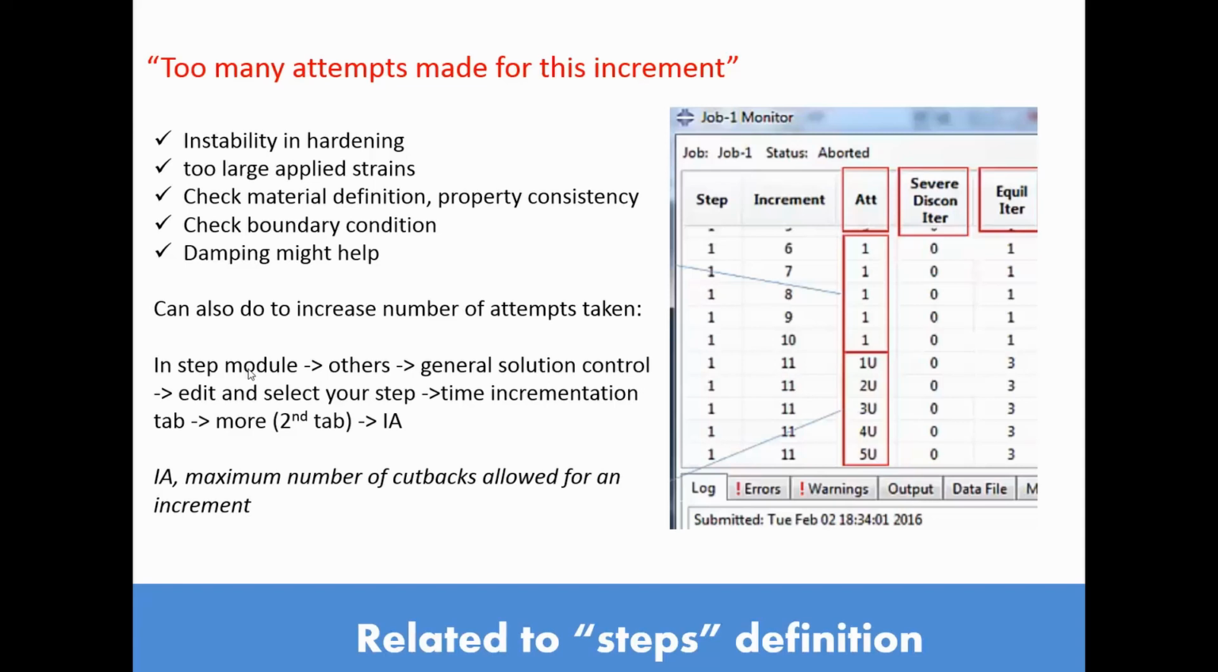You can increase the maximum number of cutbacks by going to the step module and then Other, then General Solution Control, then Edit, and selecting your particular step, in our case Step 1, then going to the Time Incrementation tab and then going to the More tab, the second tab, and then adjusting the value of IA. Let's see how it looks in Abaqus.